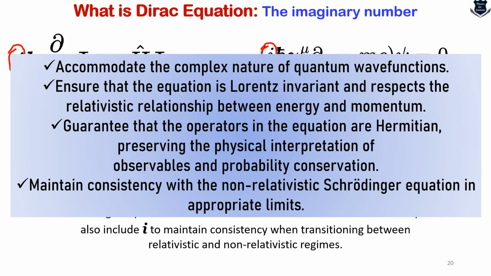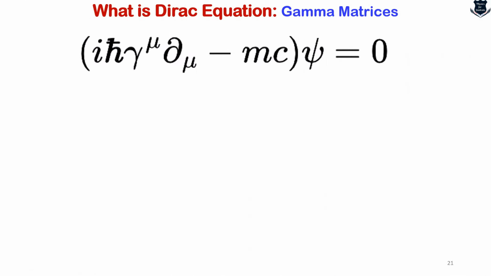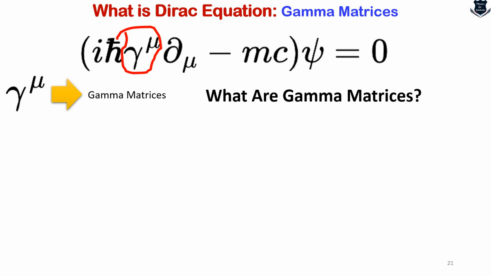The h bar, or Planck's constant, is something I am not covering. We know it is just a Planck's constant. The next very important, a little bit complex concept which comes is this. And these are actually called gamma matrices: the gamma with a mu on the top. Now let me tell you what gamma matrices are.